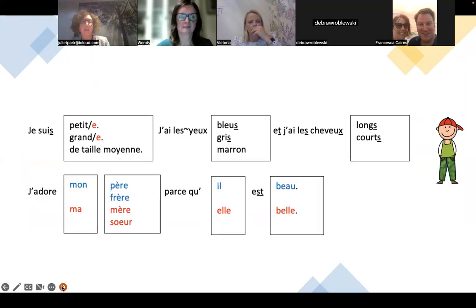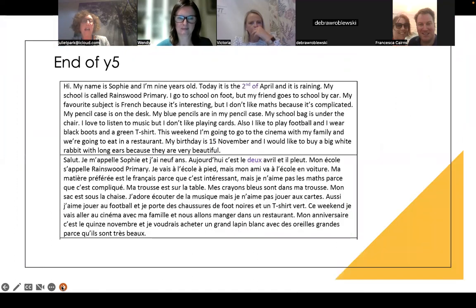Again, we've got another simple sentence builder to describe height, to describe hair and eyes, reinforcing again the je suis and j'ai, the I am and I have. So now let's dip into the end of year 5. Again, I'll let you have a quick read of either language or both. I'll give you a minute to have a look.